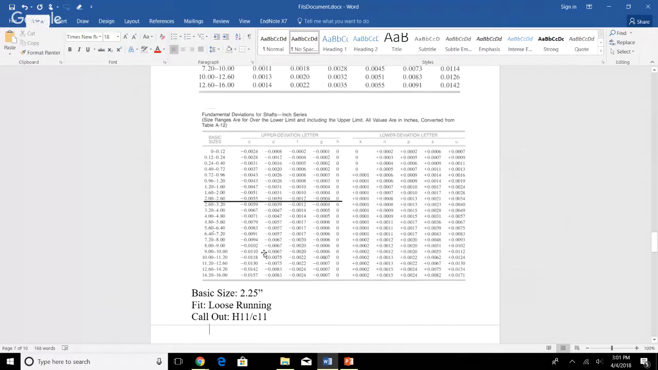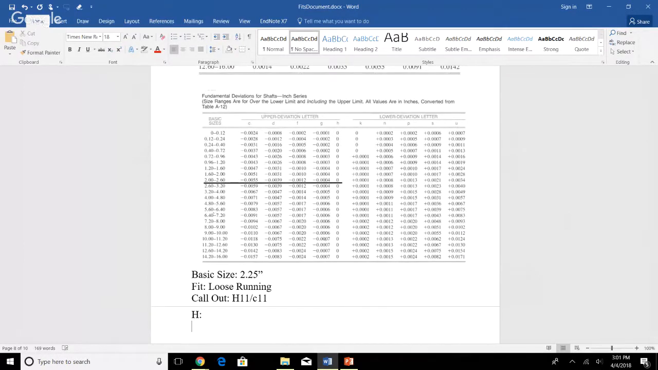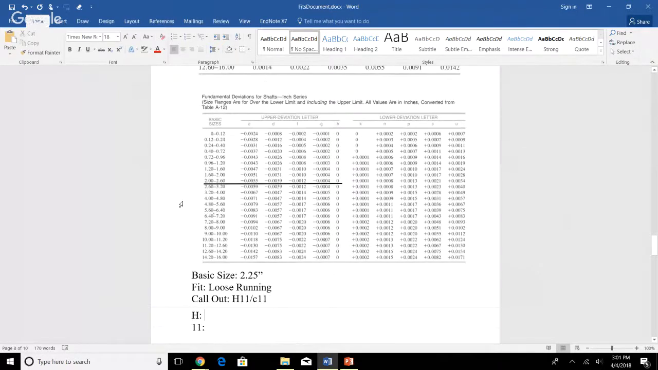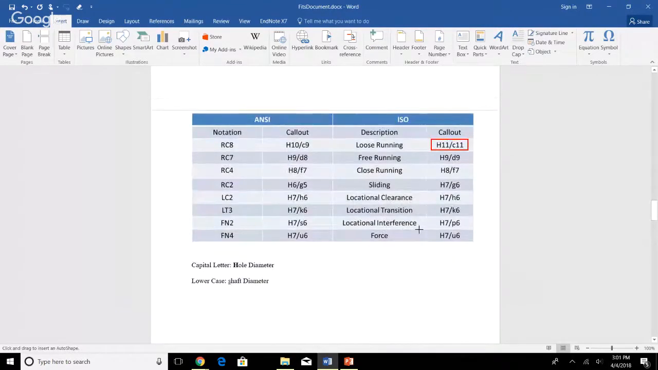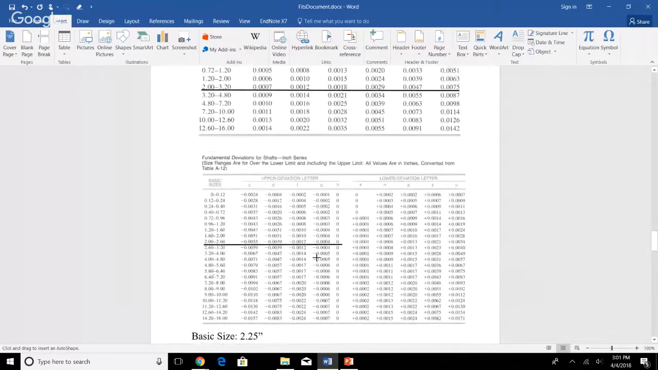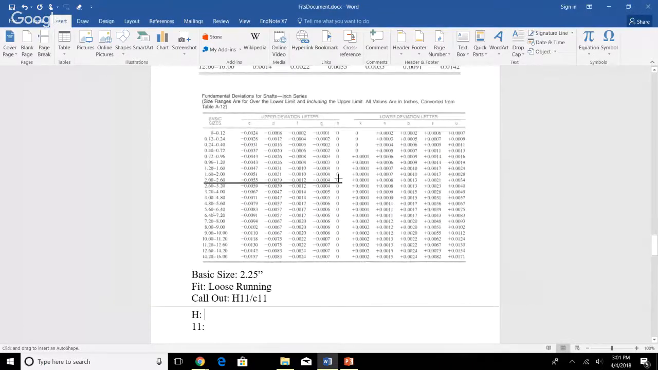Okay, so now we are ready to start actually assigning numerical values from that chart. So H, and then we'll do 11. Our H corresponds to our hole tolerance, and that is provided up here. Our upper deviation letter, you'll see that these are all lowercase letters, but from our callout chart, we have an uppercase letter. So that indicates that this corresponds to our hole diameter.